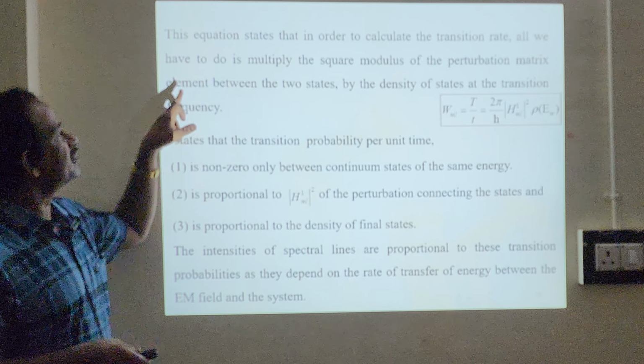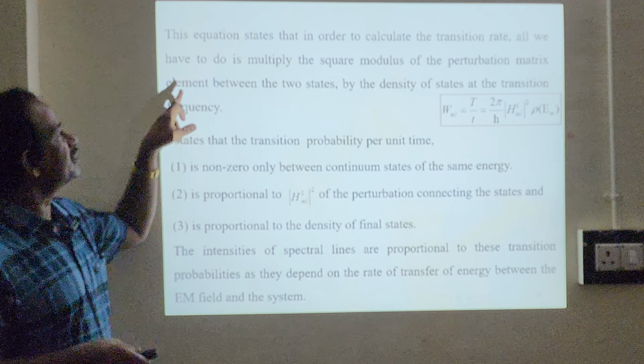So it says the transition probability per unit time is non-zero only between continuum states of the same energy in the final states. First one, and second one is it is proportional to the square of the perturbing field, the matrix element of the perturbation connecting the states, and third one is it is proportional to the density of final states.